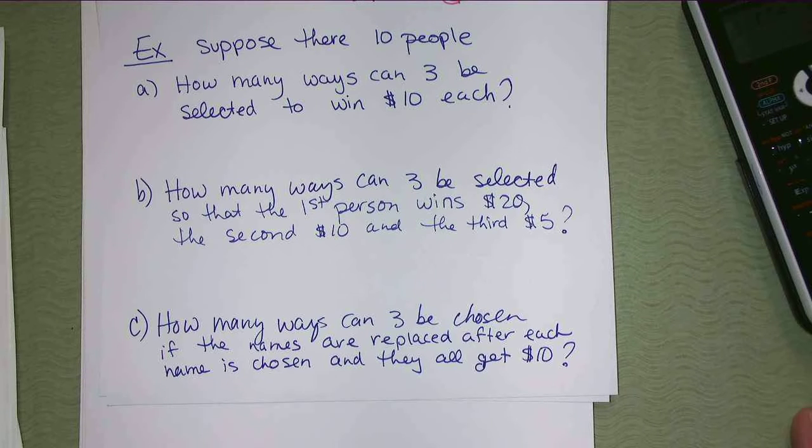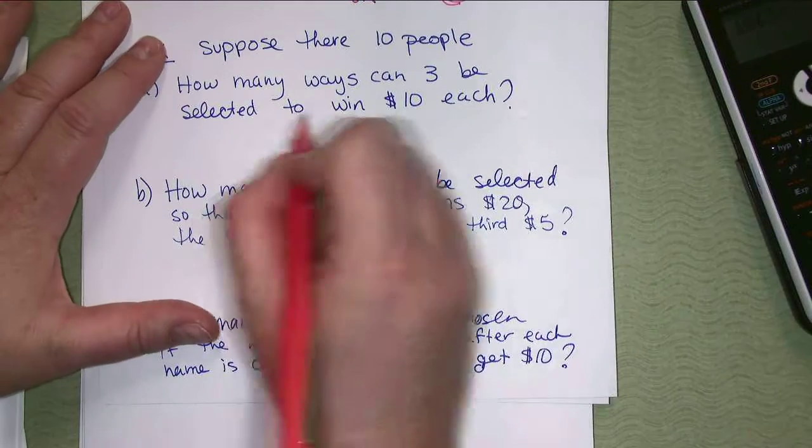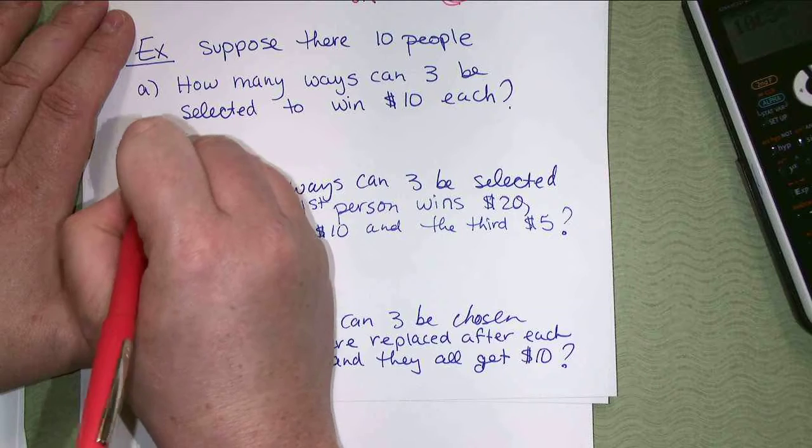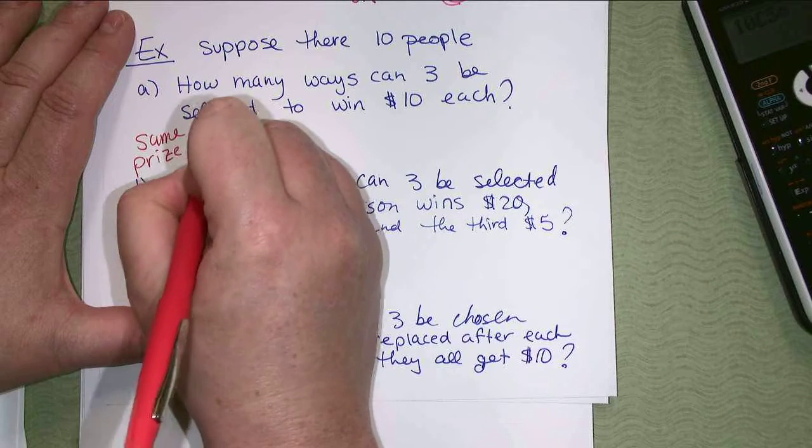So the first one, 3 people are getting $10 each. If I pick 3 of your names, can I shuffle them up and you still get the same thing? So that's a combination. The order didn't matter. If I pick Shannon, Heather, Colin, Colin, Shannon, Heather, or any of those, it doesn't matter. They got the same thing. Okay? So this is a combination because they're getting the same prize. So same prize is a combination.